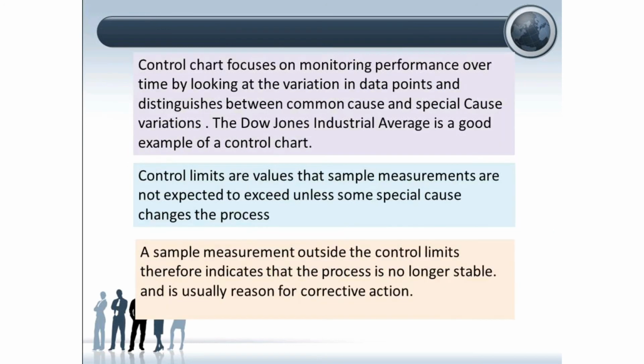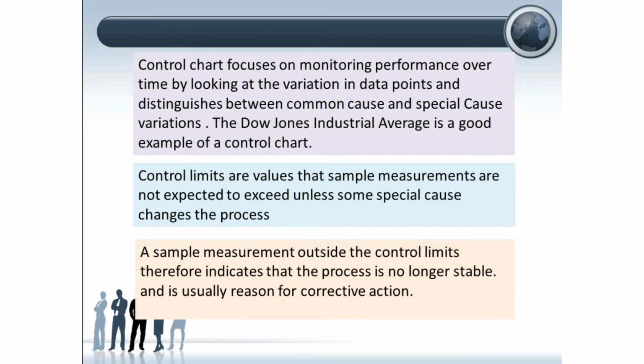Simply, these charts demonstrate when the data is consistent or when there are high or low outliers in the occurrences of data. A control chart focuses on monitoring performance over time by looking at variation in data points and distinguishes between common cause and special cause variations. The Dow Jones Industrial Average is a good example of a control chart.